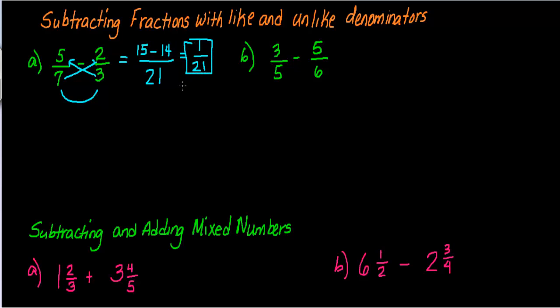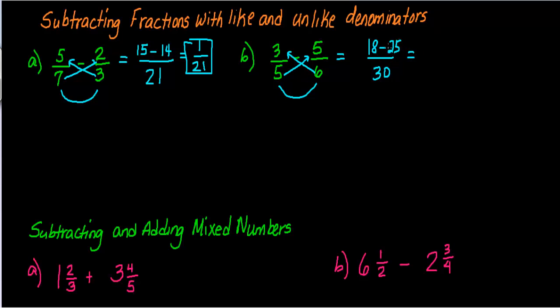Okay? Let's do letter B. Same trick. I'm going to multiply the denominators, and I get a 30. And then I cross multiply 6 times 3, 18, minus 25, because 5 times 5 is 25. 18 minus 25, be careful here. This will give you a negative number.